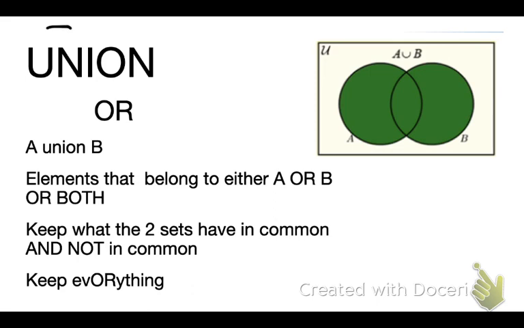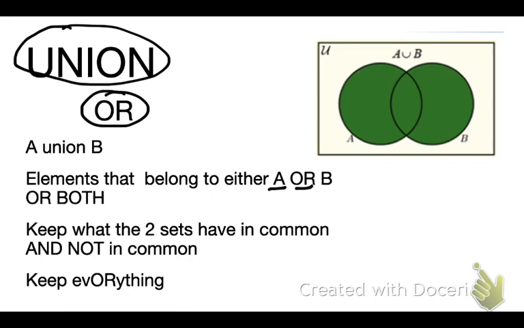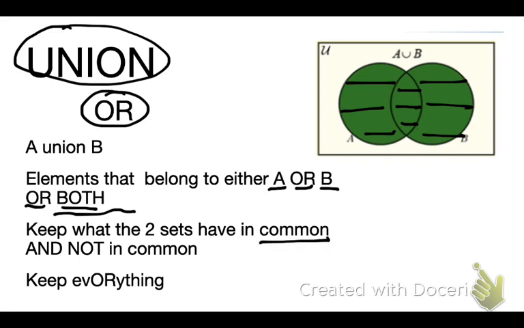First word we're going to look at is union. It's one that should be familiar. With union, we have our keyword "or." And "or" has kind of a strange mathematical definition. It's what's in A or B or both. And that "both" thing seems a little strange. So just in A, just in B, or in both of them. So we're going to keep what sets A and B have in common and not in common.